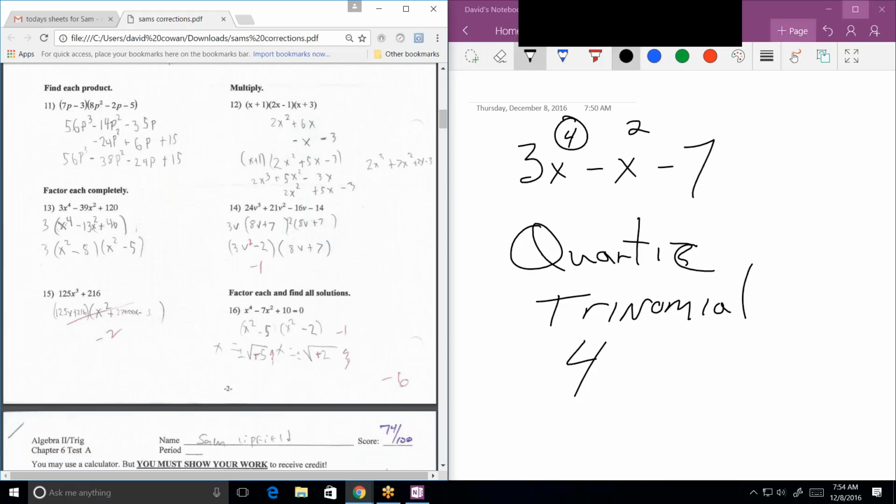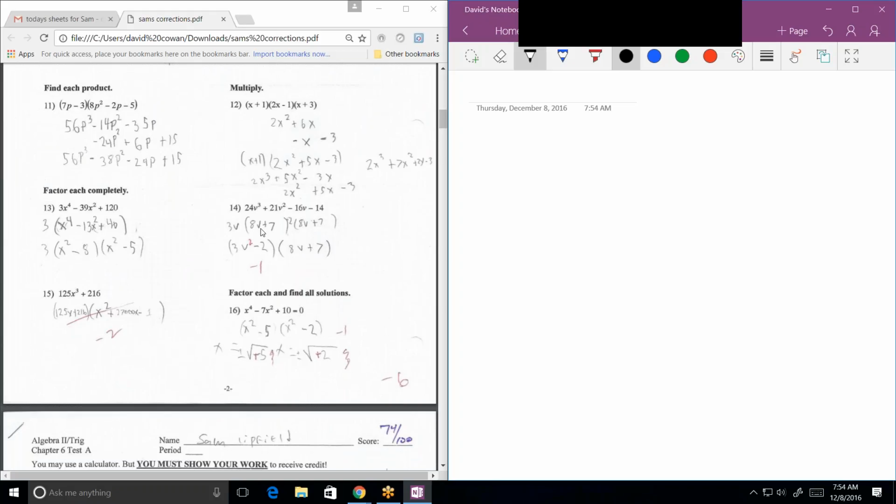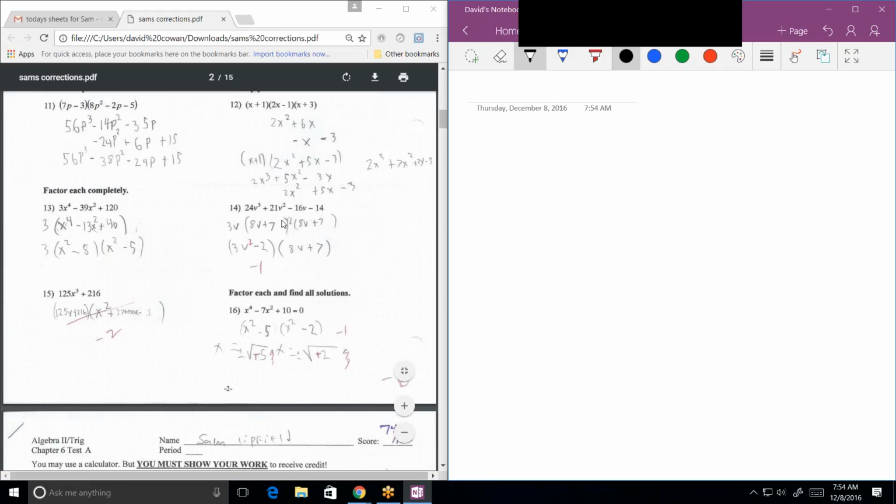Let me see if I can figure out what you did on 14. Okay, factor each completely. Well, it tells me what I did wrong. There's a little squared sign. Yeah, I know. I'm trying to figure out how you got these. I must have just not distributed correctly. So that's 8/7, 8/7. So you used grouping, right? Yeah.